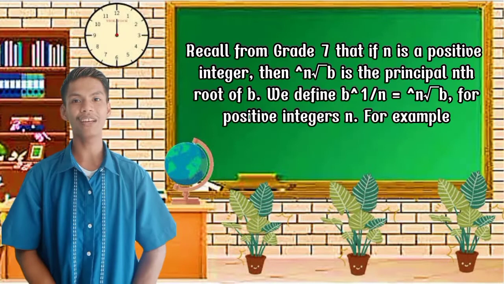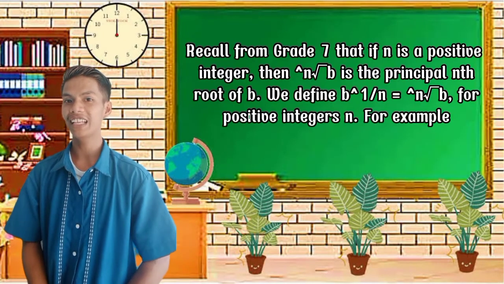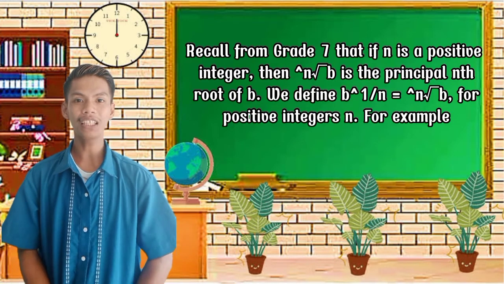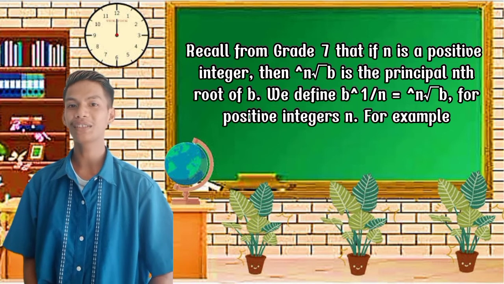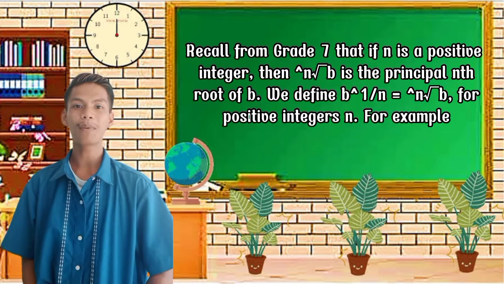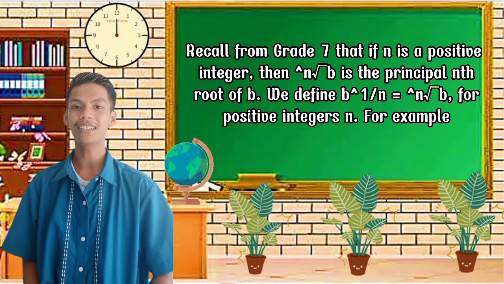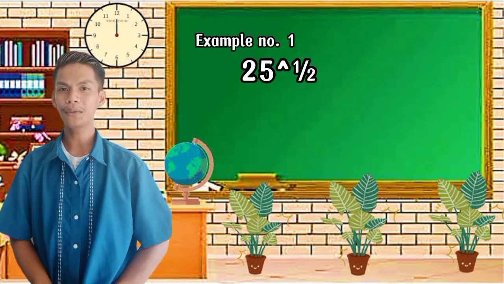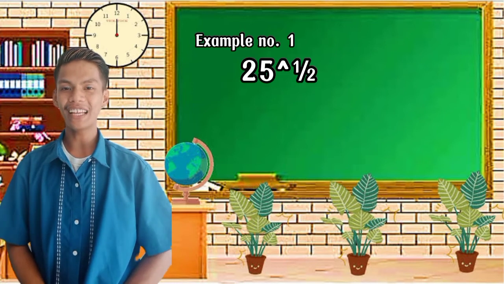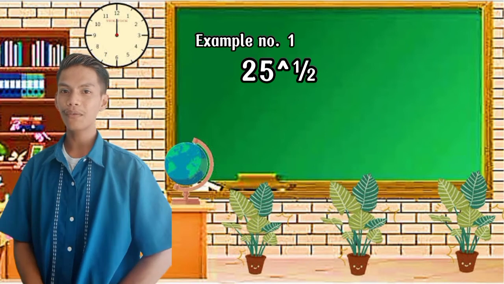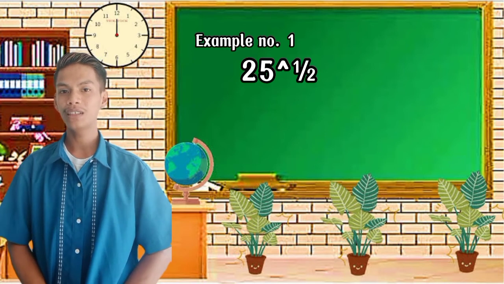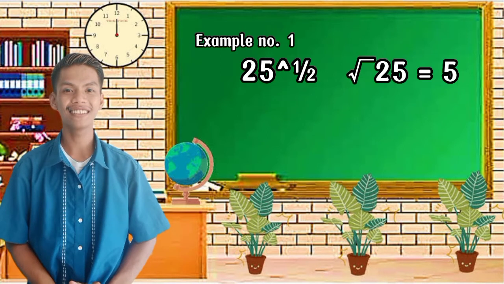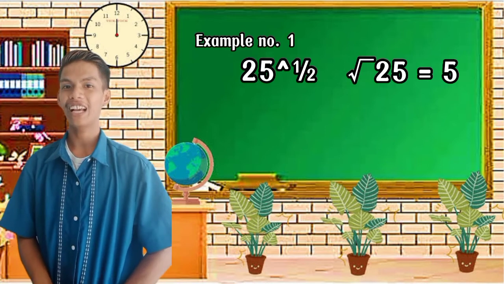Recall from grade 7 that if n is a positive integer, then the nth root of b is the principal nth root of b. We define b raised to 1 over n is equal to the nth root of b for positive integers n. For example, example number 1, 25 raised to 1 half. Do you know the answer, class? So, 25 raised to 1 half is equal to the square root of 25. So, what is the square root of 25, class? Correct, that's 5, not negative 5.